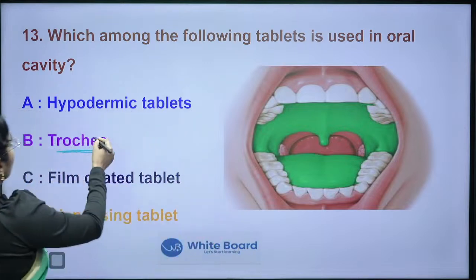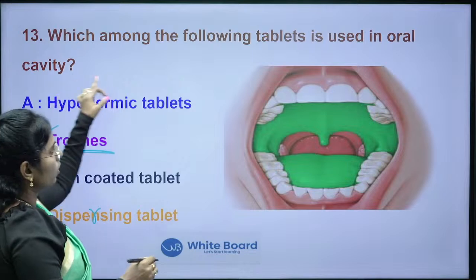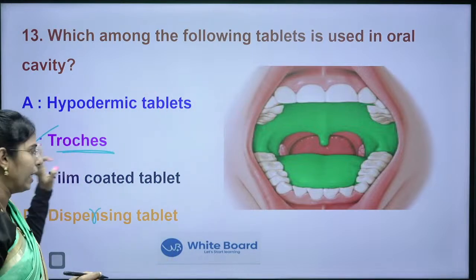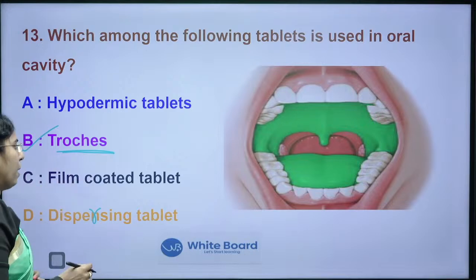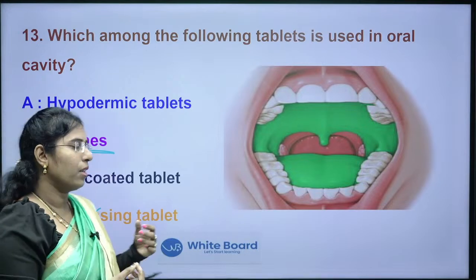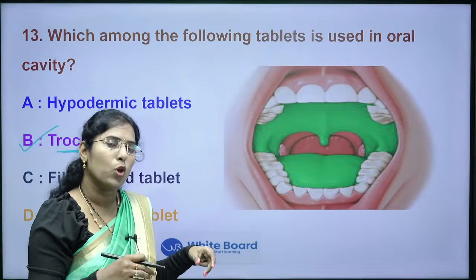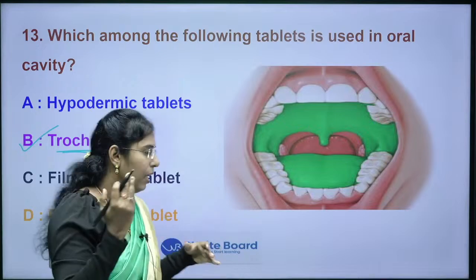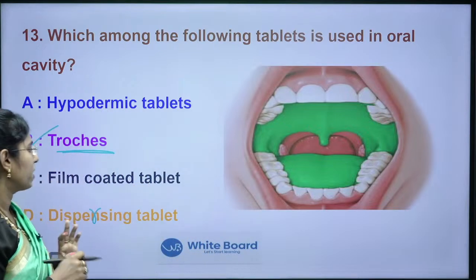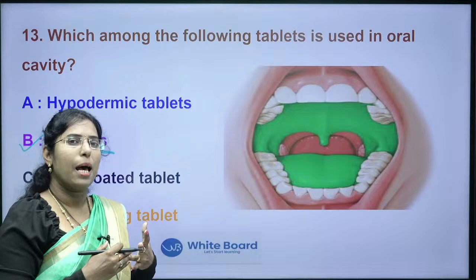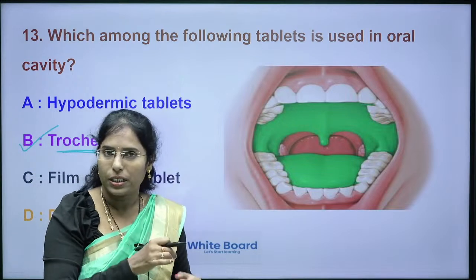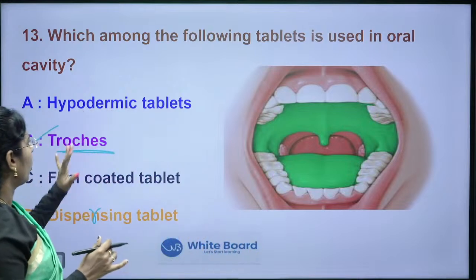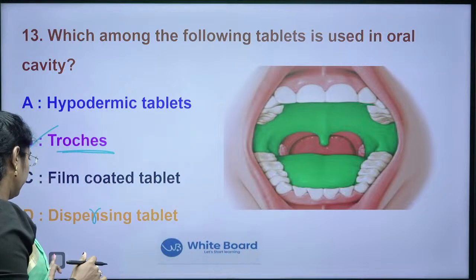So what is the correct answer? Which among the following tablets is used in the oral cavity? Troches are used in the oral cavity. Next, film coated tablets. Film coated tablets are taken by the oral route, but they get absorbed either in the stomach or intestine depending upon the coating we have given. Last one is dispersible tablets. Dispersible tablets get dispersed immediately when you put them into water. Okay, so the correct option will be troches.